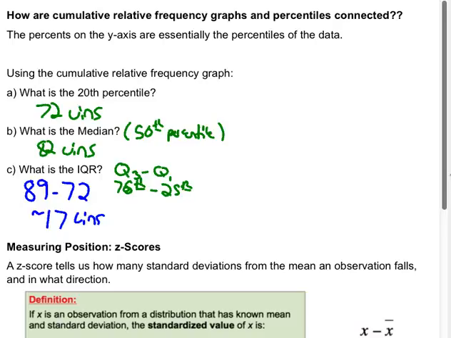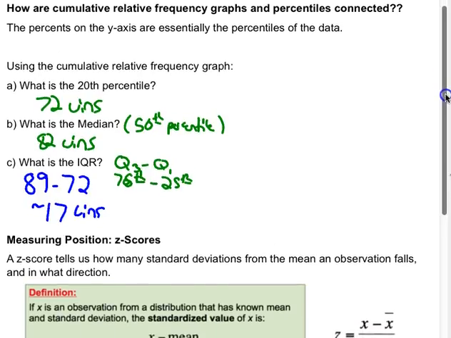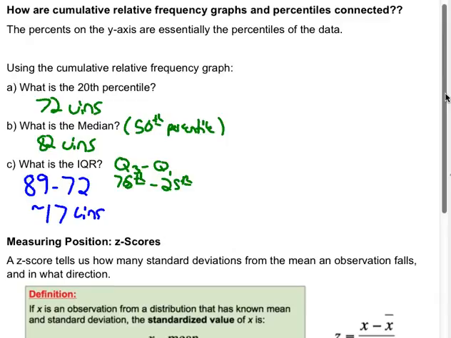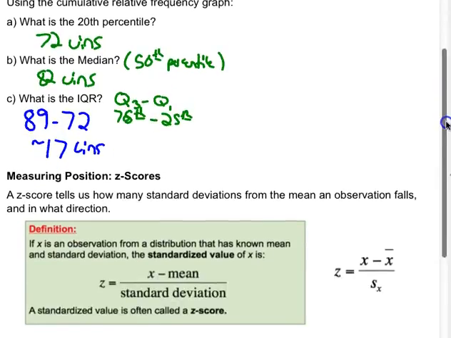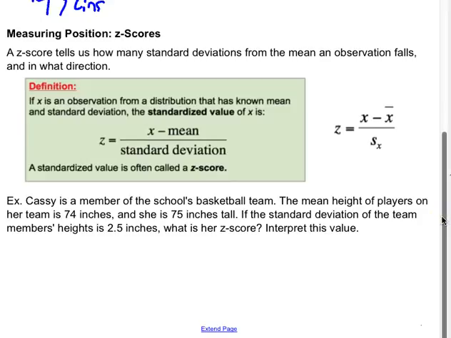All right, so that's percentiles and cumulative relative frequency graphs. Now let's move on to another way of measuring position, z-scores. So z-scores are going to be an incredibly important thing basically for the rest of the year. A z-score tells us how many standard deviations from the mean an observation falls and what direction it falls in.